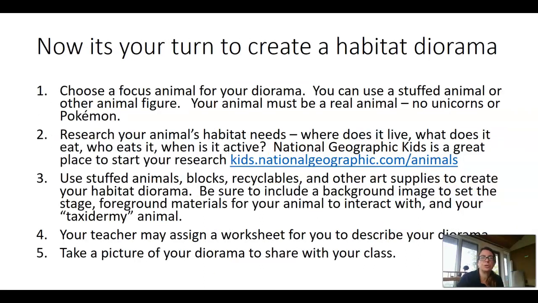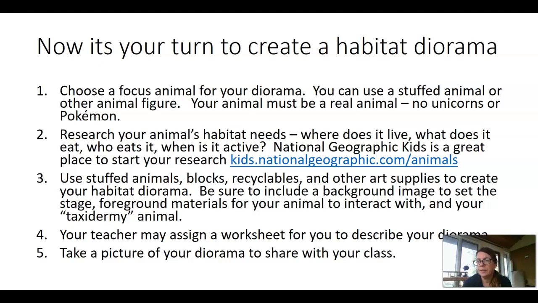Now it's your turn to create a habitat diorama. You're going to choose a focus animal for your diorama. So you can use something like a stuffed animal or maybe an animal figurine that you have at home. For my habitat diorama, I am going to focus on a skunk. So I have this little skunk stuffed animal. One rule is that your animal must be a real animal. It shouldn't be a pet, and it shouldn't be a unicorn.